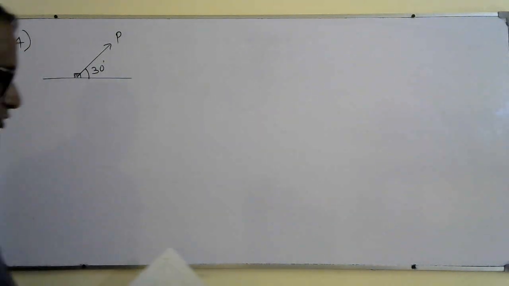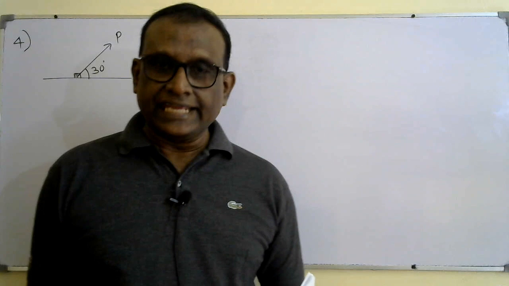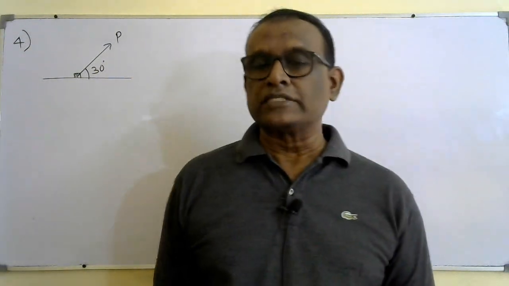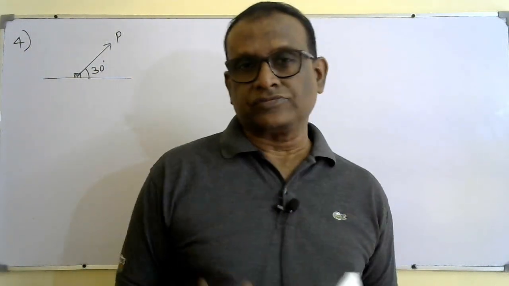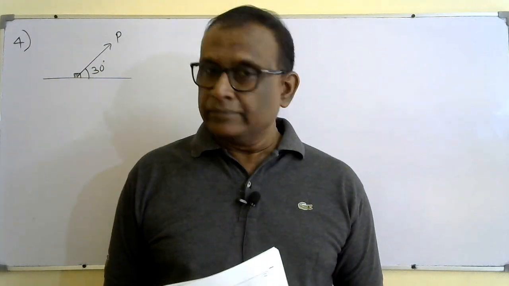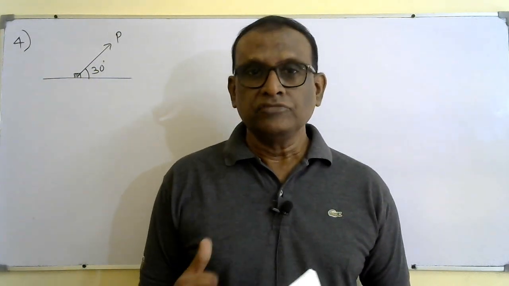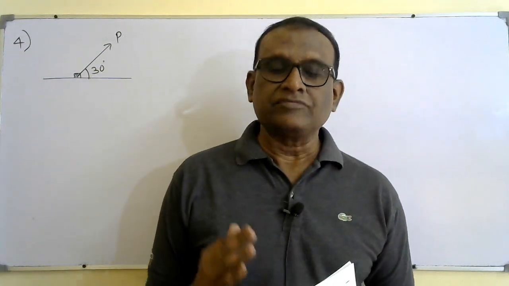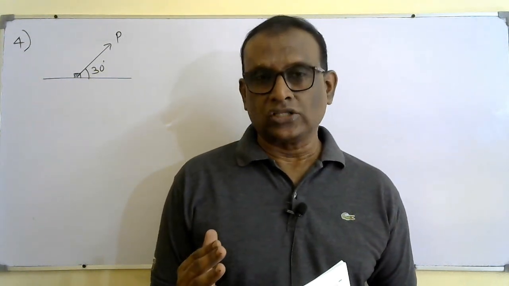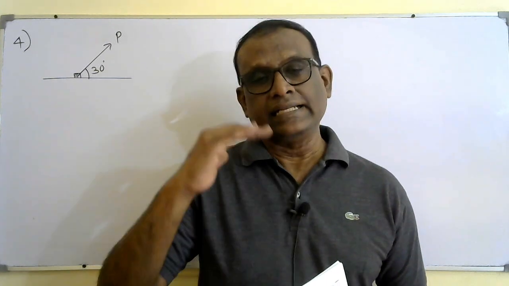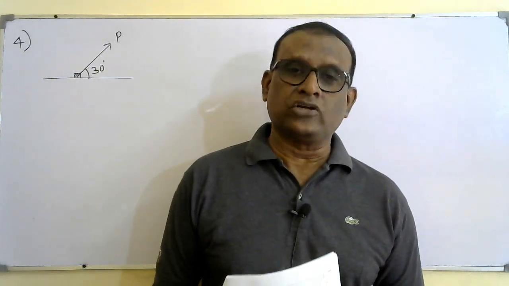Okay, question number 4, it's under condition for equilibrium. The resultant force must be equal to 0 in any direction. So if an object is at equilibrium, two conditions must be satisfied. The first condition is the resultant force in any direction. That means if you resolve all the forces acting on the object to any direction, in that direction the resultant force must be equal to 0.